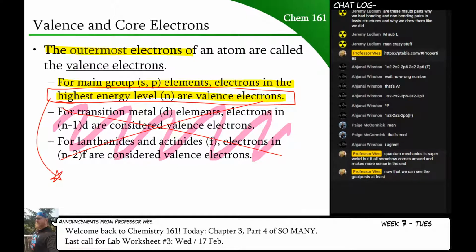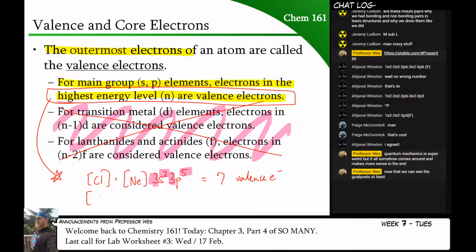So let's do an example here. If I write out the electron configuration for, say, chlorine, I'm just picking an element at random here, I would write neon 3s2 3p5. What are the electrons in the highest N? Well, the highest N is 3. So I would want all the electrons in N equals 3, and so there are 7 of them. So chlorine has 7 valence electrons. That matches up with what you learned in 140, right? It's in group 7. It has 7 valence electrons.